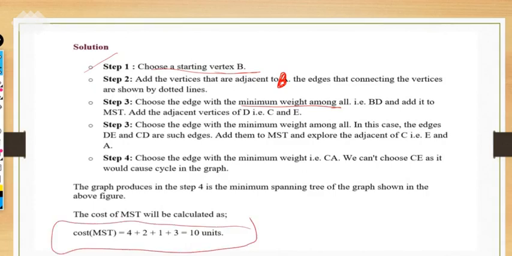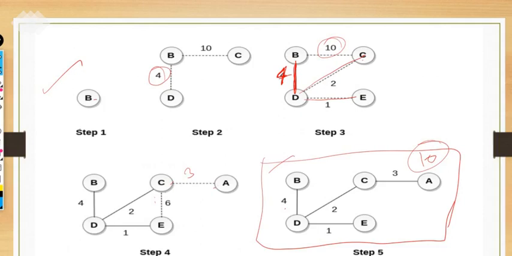So it was all about Prim's algorithm, right? I hope it is clear to all. If you are not getting the things, just take a recap of the video and see the steps one by one. You will get all the things. It's very simple to understand actually.